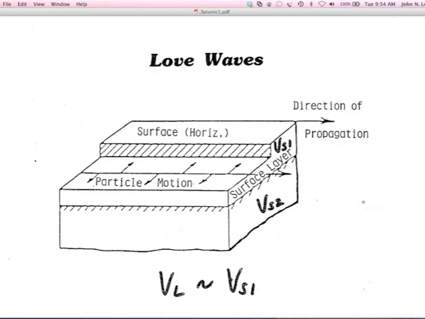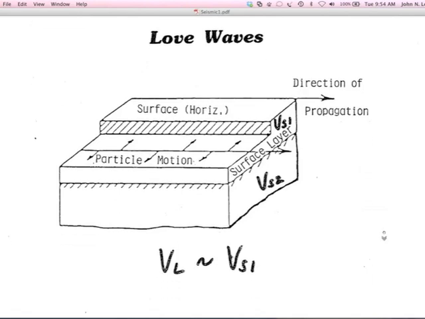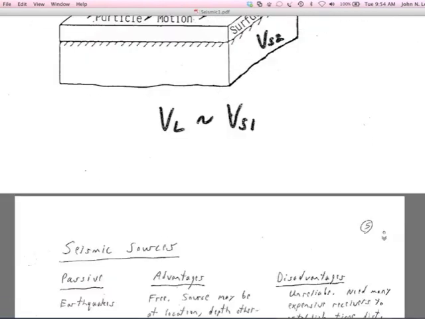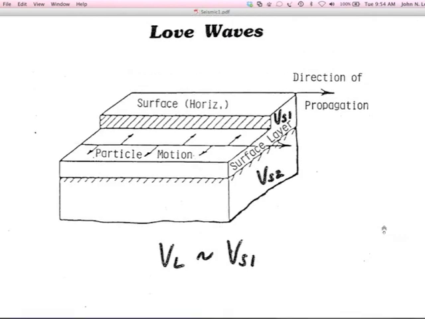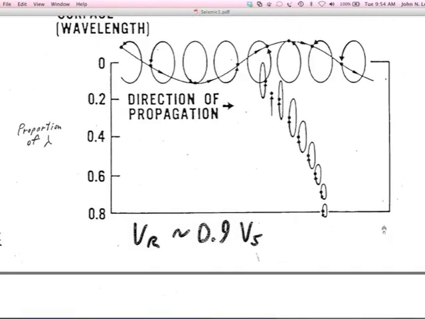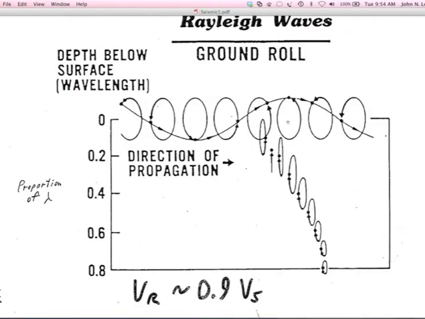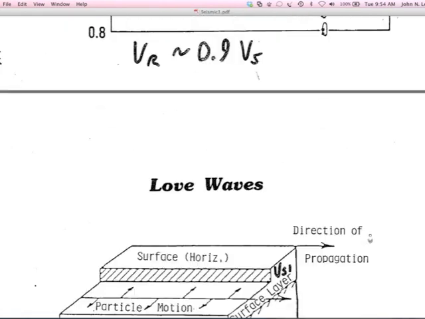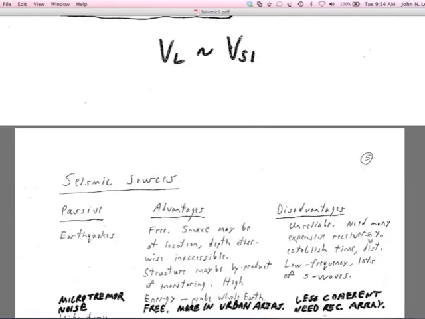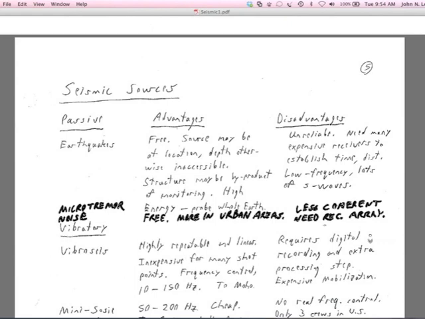Here we don't actually have the equipment appropriate for recording Love waves. We could try something, but we don't have the horizontal geophones that are necessary to record Love waves. But the geophones we do have are very good, because of the vertical shaking of Rayleigh waves. Our geophones are very, very good at recording Rayleigh waves.